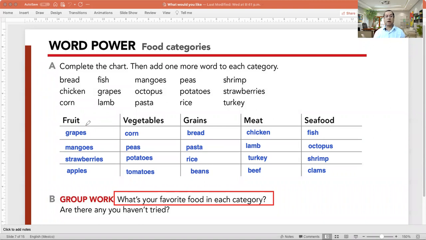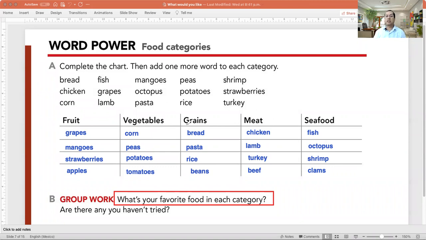You can say grapes is my favorite food. Is it mangoes? Mangoes is my favorite food, right? Strawberries is my favorite food, or apples is my favorite food. What about category number 2, vegetables or veggies? Which is your favorite veggie? You can say potatoes is my favorite food, or tomatoes is my favorite food.